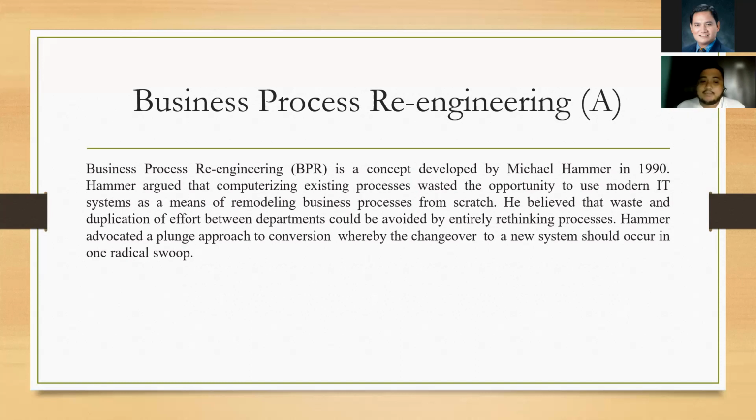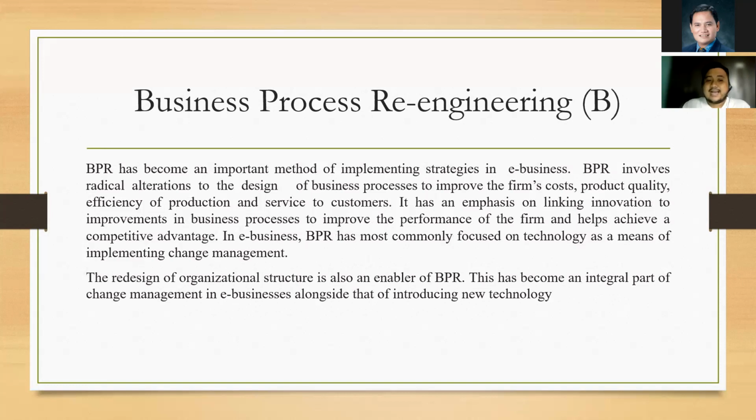So Hammer advocated a plunge approach to conversion whereby the changeover to a new system should occur in one radical swoop. Okay? So the change for the whole structure happens all at once. So BPR has become an important method of implementing strategies in e-business. BPR involves radical alteration to the design of business processes to improve the firm's cost, product quality, efficiency of production, and service to customers. It has an emphasis on linking innovation to improvement in business processes to improve the performance of the firm and help achieve a competitive advantage.